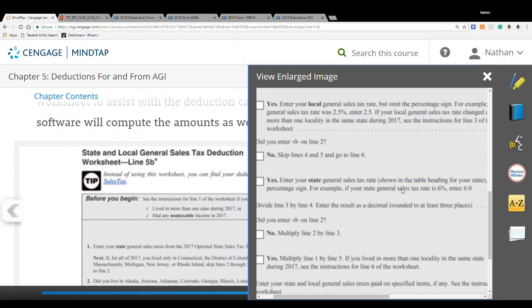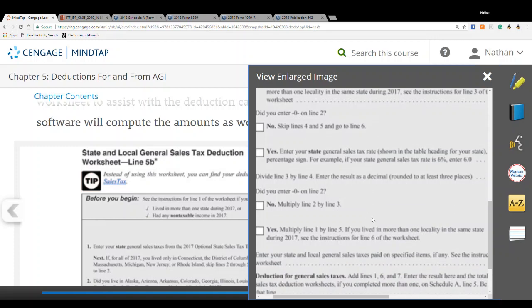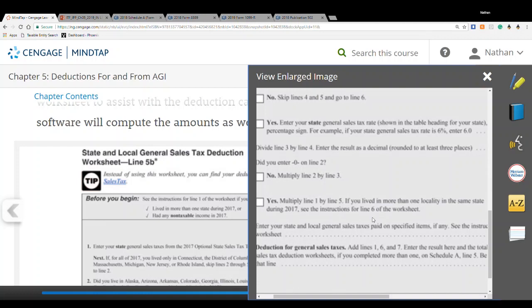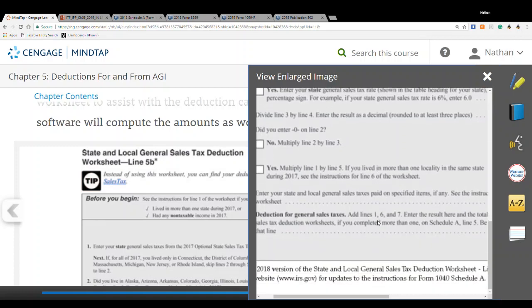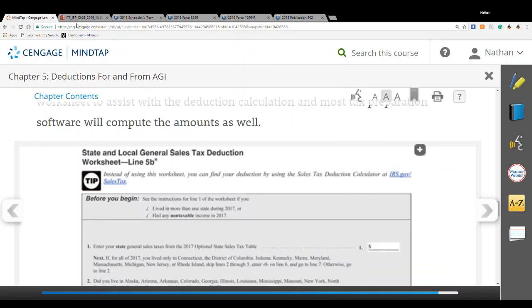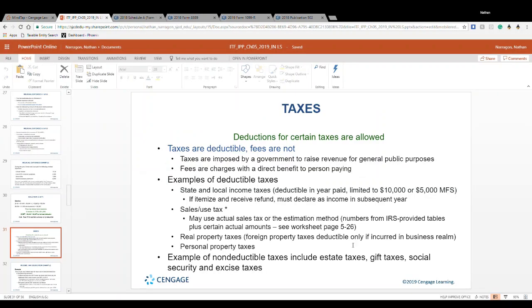Probably yes. Enter your sales tax rate. And then you're going to multiply, but usually it's just our AGI times our rate. Again, not overly difficult in the way that they want it to be. It just wants to be a little bit simple. Okay? And then here's real property, and then here's personal property taxes.